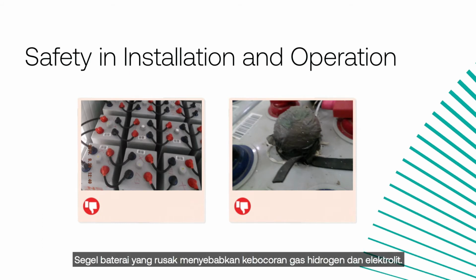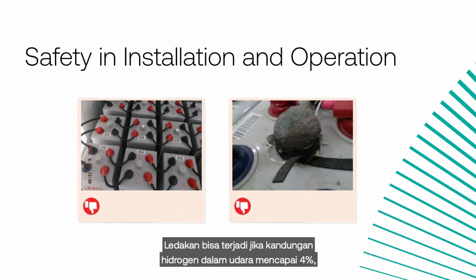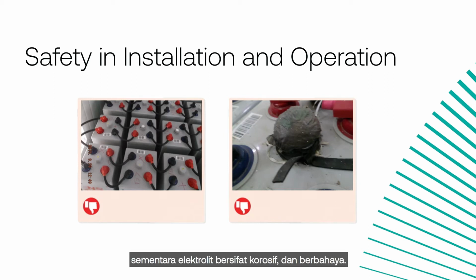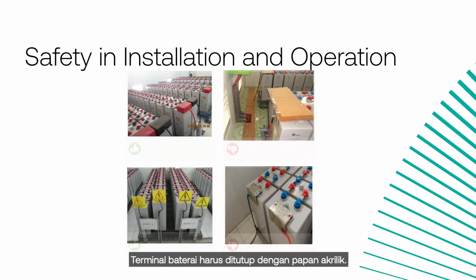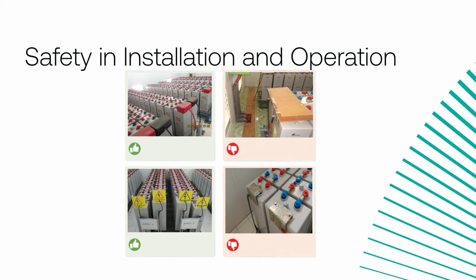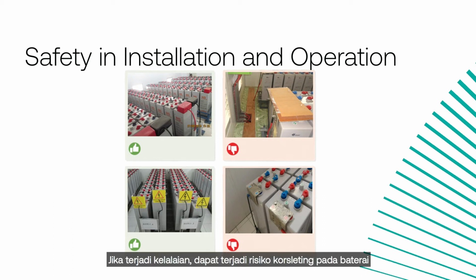Damaged seal causes leakage of hydrogen gas and electrolyte. Explosion can happen if the hydrogen content in the air reaches 4%, while electrolyte is corrosive, so it is dangerous. Battery terminals must be covered with an acrylic board. The cables must be neatly installed and labeled with warning sign to avoid carelessness from common people. In case of carelessness, there may be risk for a short circuit to happen in the battery, causing spark and explosion.